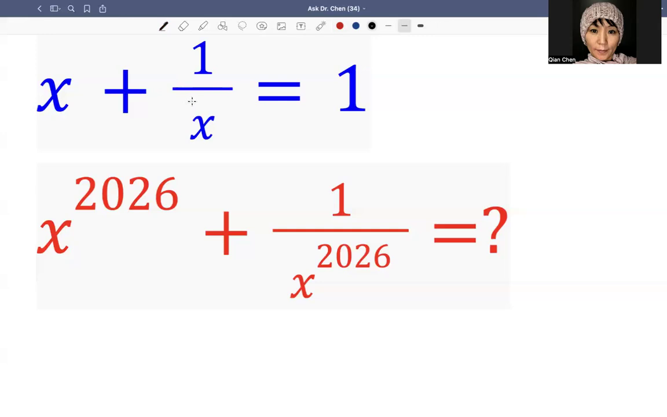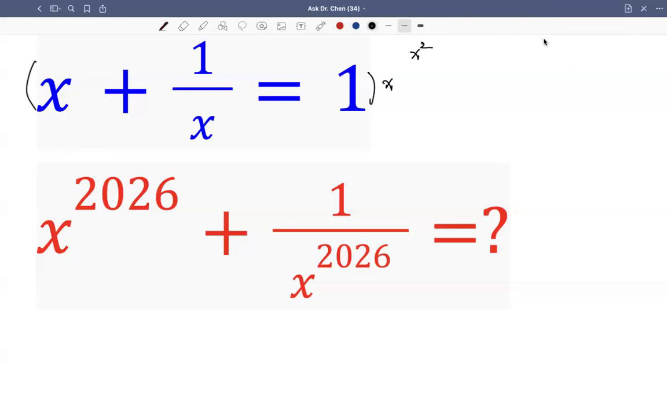So we're given x plus 1 over x equals 1. And we want to find x raised by 2026 plus 1 over x raised by 2026. So what do we do? Let's go from the given condition. Let's just multiply by x first. Then x times x, we get x squared. Then x times 1 over x, that's just 1. 1 times x, that's x. So we write this equation, we get x squared minus x plus 1 equals 0.